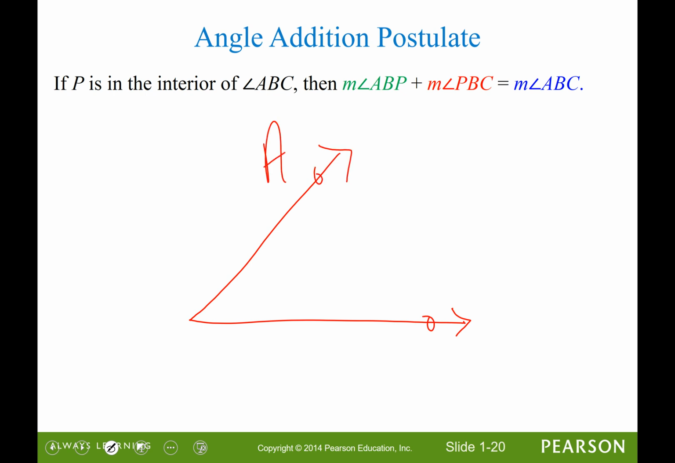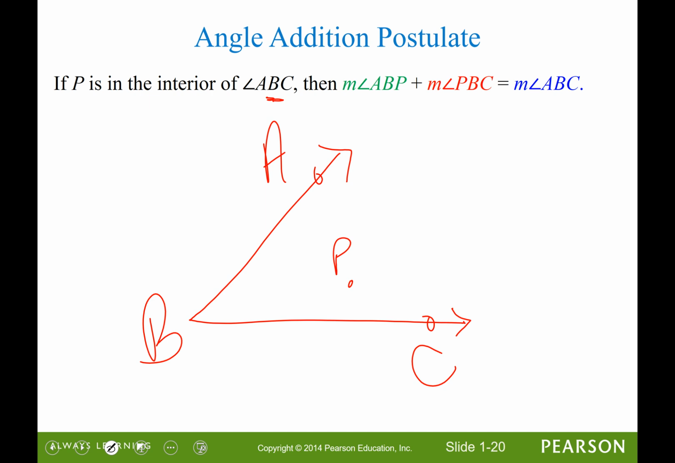A would be on one ray, B would be your vertex, it has to be because it's in the middle, okay? C. So here's our angle, and it says that if P is in the interior, so I can put P anywhere inside of here. So maybe here, I'll put P right there.